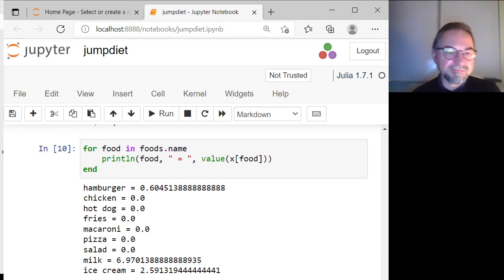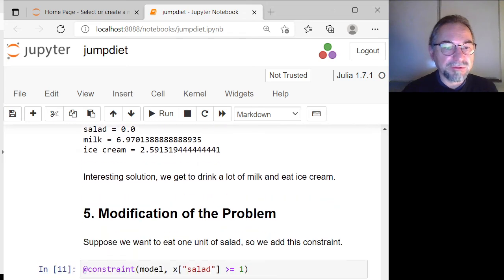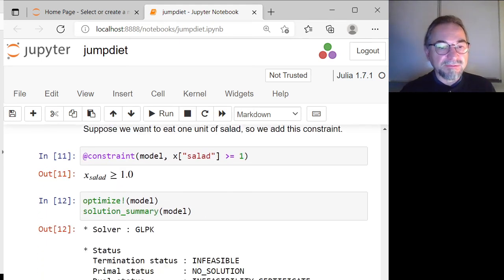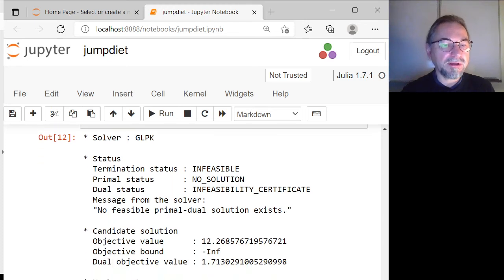It's an interesting solution. It's most likely a solution that was invented, or the model was probably set up by somebody who's a programmer, perhaps not a dietitian. We have a lot of dairy, milk and ice cream, not too much meat. Suppose that I want to change now the modification of the problem. So I want to eat some salad. So say one quantity of salad, and then I'm out of luck. I see it's infeasible. So there is no solution.